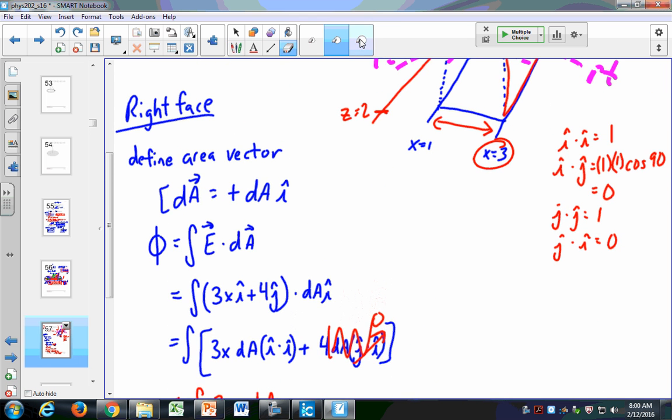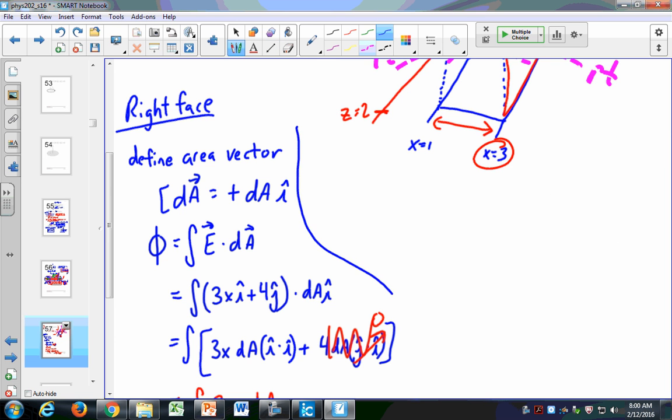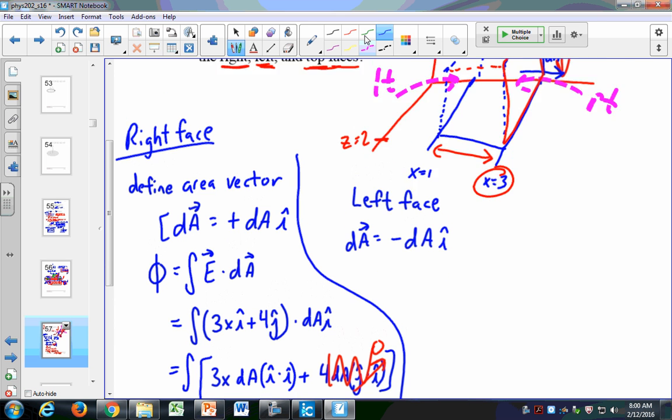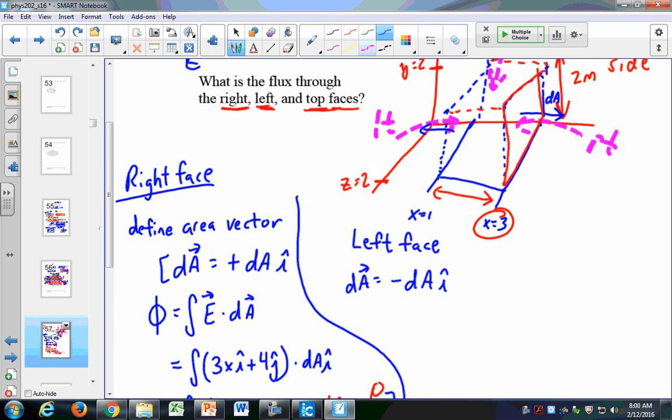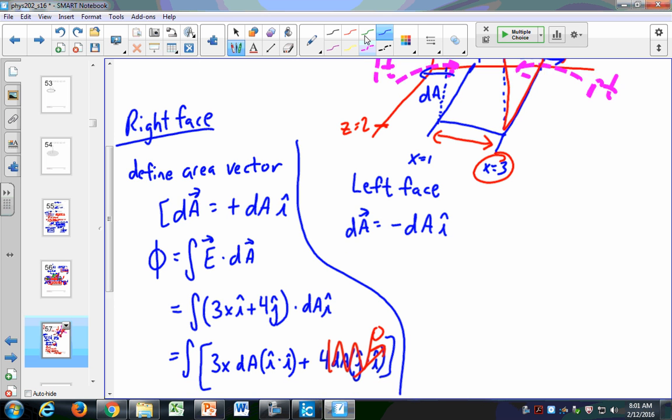I'll erase this right here. Let's do the left face next. We go through the same procedure. Our area vector, we first define it. It's going to equal negative dA times i, because our area vector goes perpendicular to the left face, which is in the negative i direction. So that's why we have the negative, that's why we have the i, because it's perpendicular to that left face, and it's going to be pointing in the negative x direction, or the negative i direction.